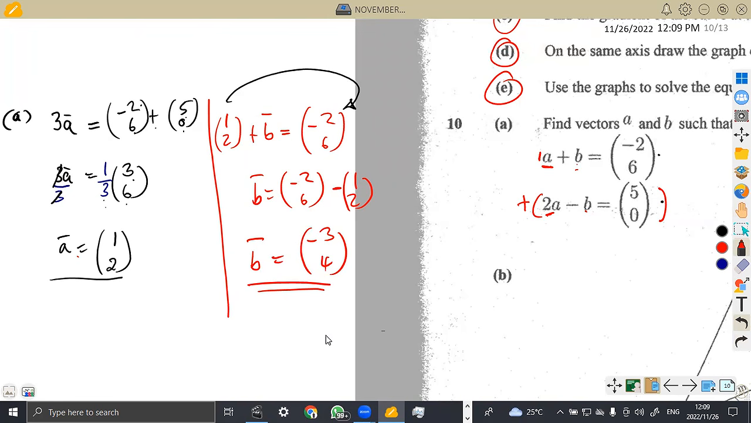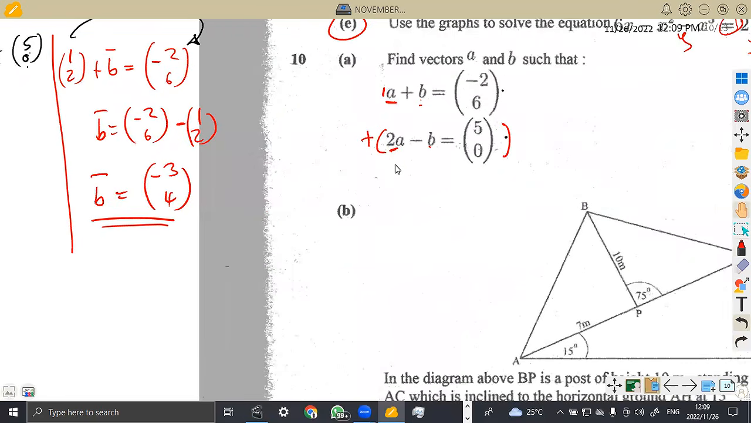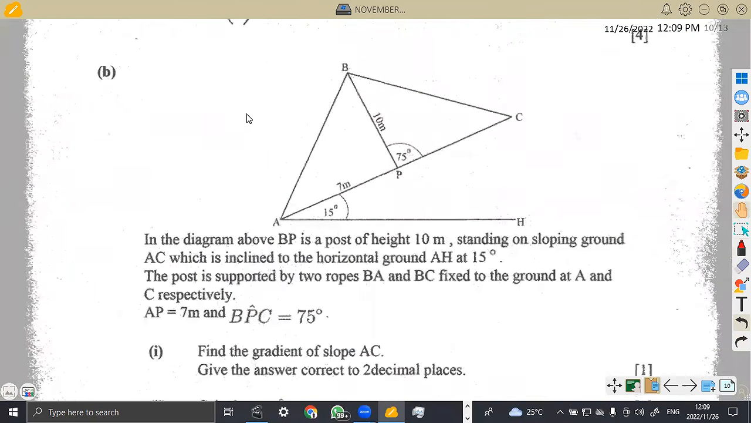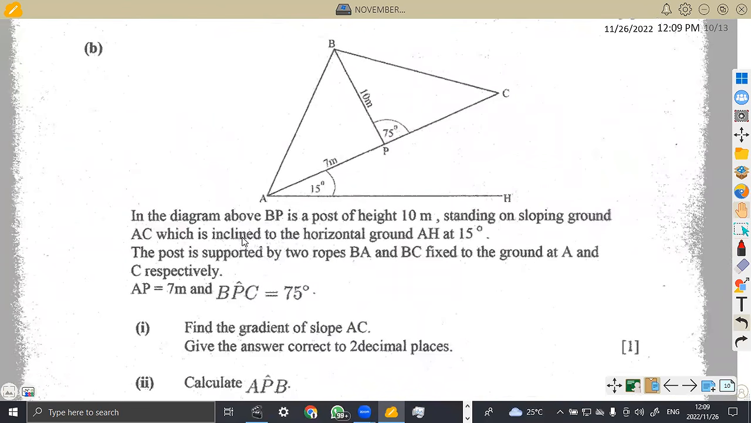I think this is very direct and straightforward from this information. Okay, the B part: we are now given a shape, a triangle, with an angle of 15 degrees, which is the slope that we are given. The first question was to calculate the gradient of the slope AC. This is AC. There is an angle between the line and the horizontal line.